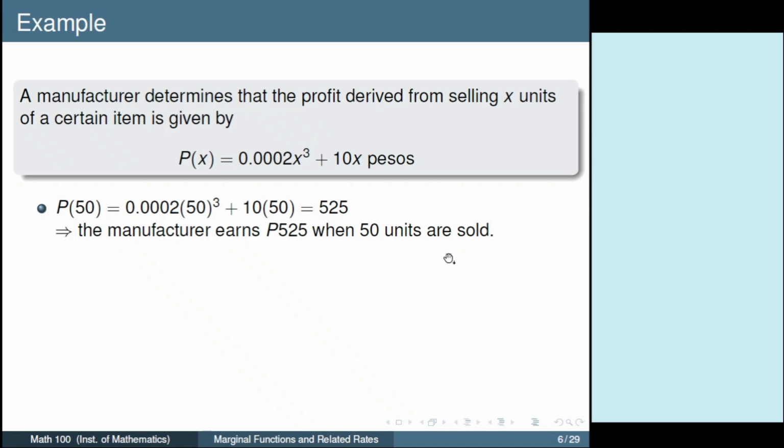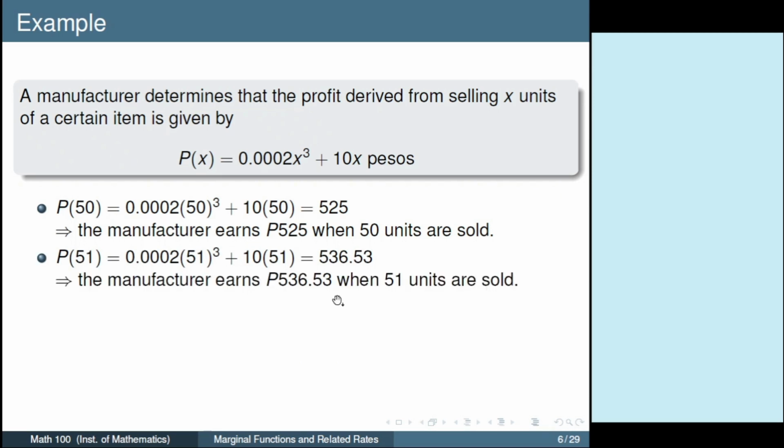Tignan naman natin paano kung dagdagan natin yung units na nabenta natin by 1. So, we get P of 51. Substitute again. So, upon calculation, you should get that this is 536.53. Therefore, the manufacturer earns 536.53 when 51 units are sold.